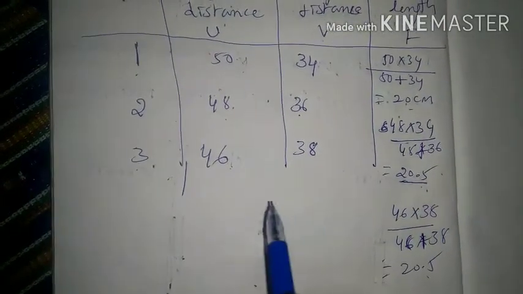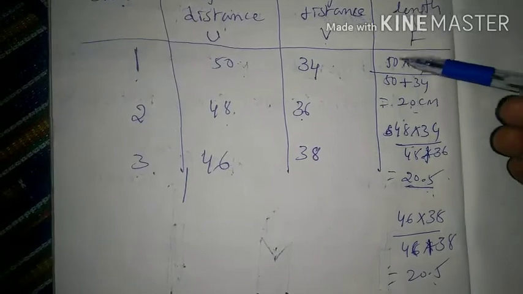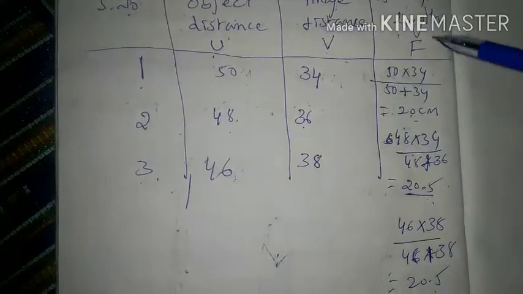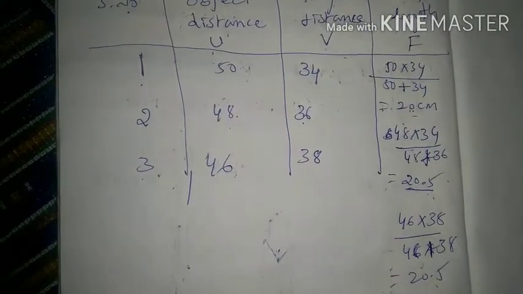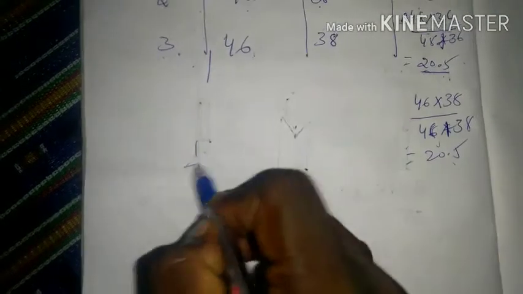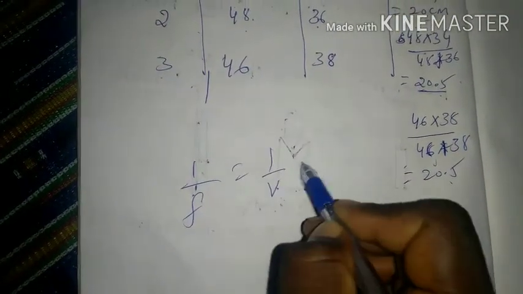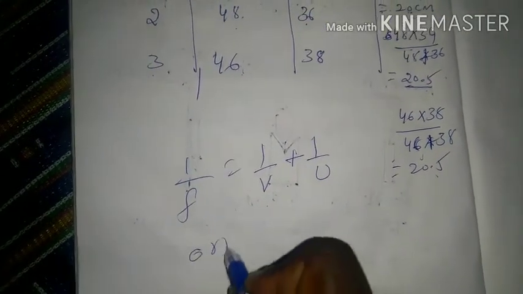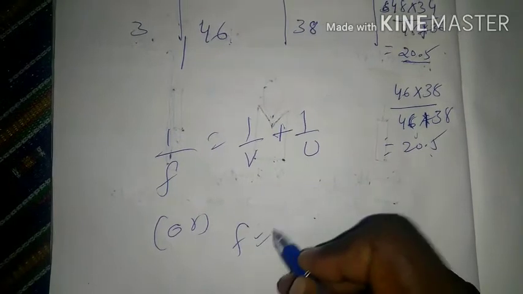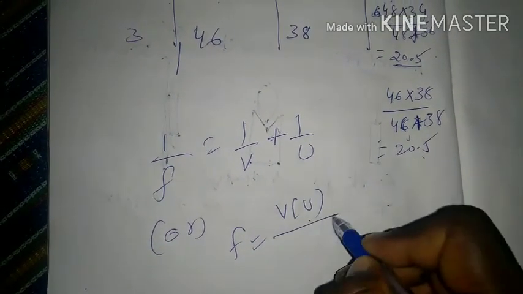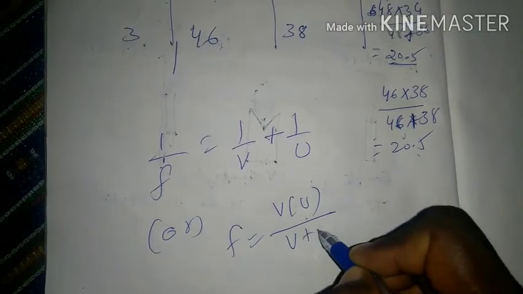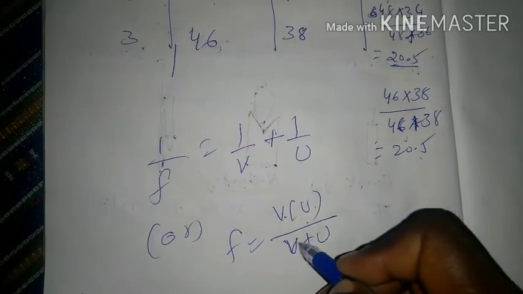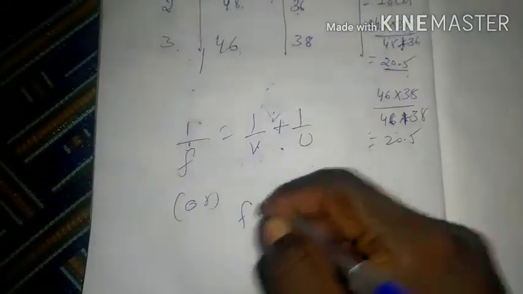This is the determination of focal length of double convex lens using U and V method. Focal length value is exactly 20 centimeters. This formula: 1 by F is equal to 1 by V plus 1 by U. After that, F is equal to V into U by V plus U. Okay, this lab activity is completed.